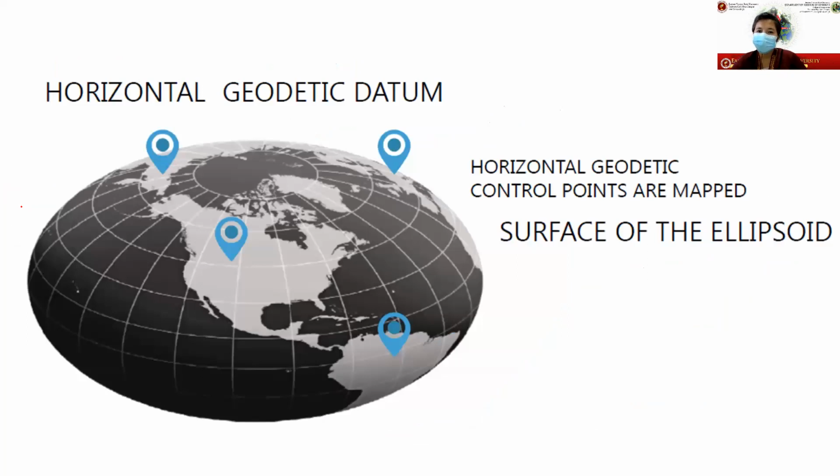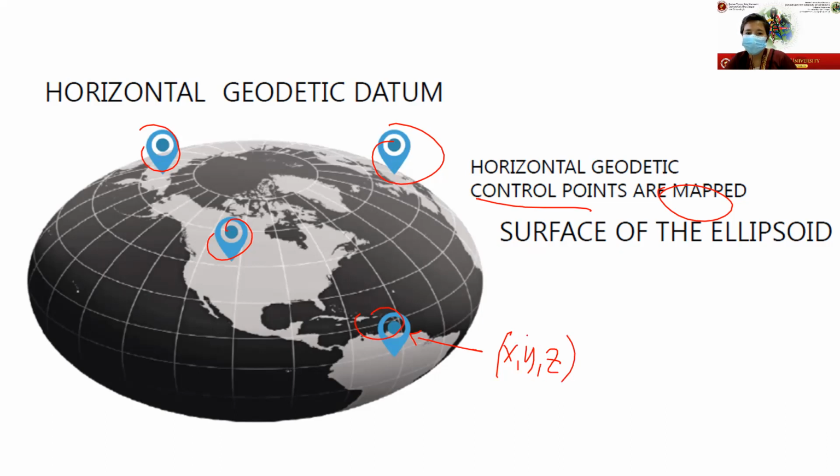So for the horizontal datum, control points are mapped. This series of control points is called the geodetic datum of a certain point, which has an alternative origin. This is now how the latitude or the longitude, or the x, y, and the z position of that point is given. However, x and y are for the horizontal and the z is for the vertical geodetic datum. Okay?